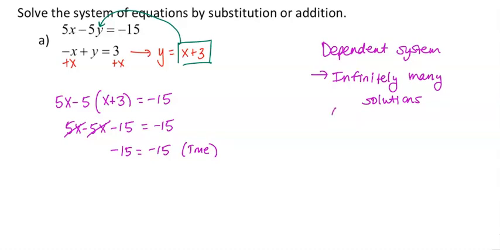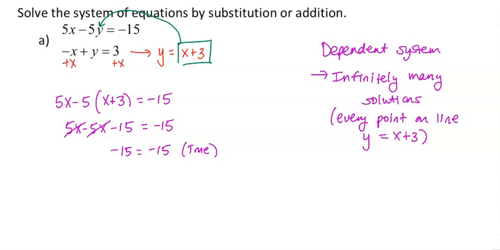What those solutions are is every single point on the line y equals x plus 3. So that line is made up of infinitely many points. Every one of those points is a solution to the system.